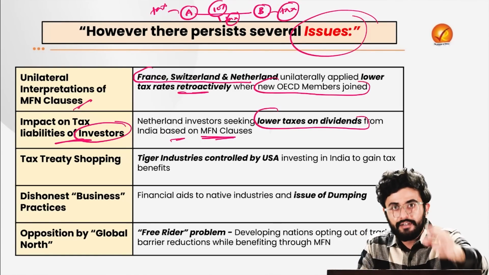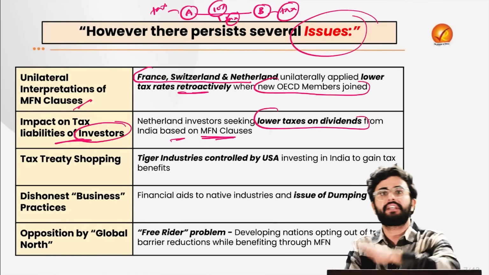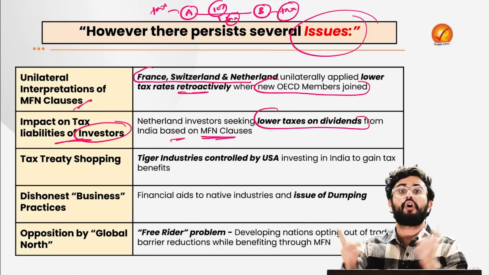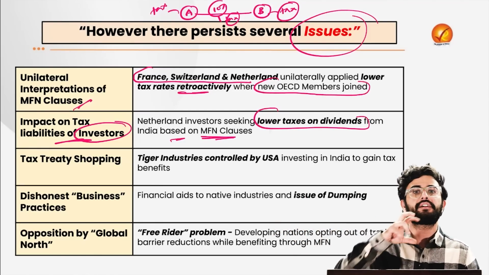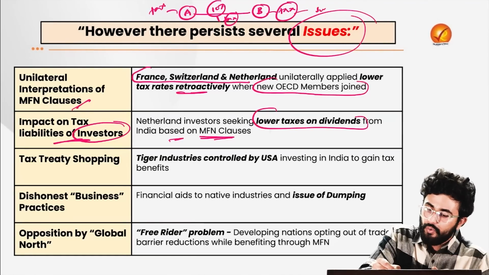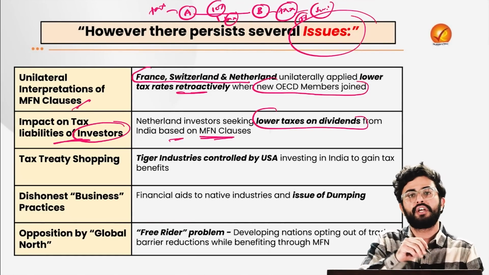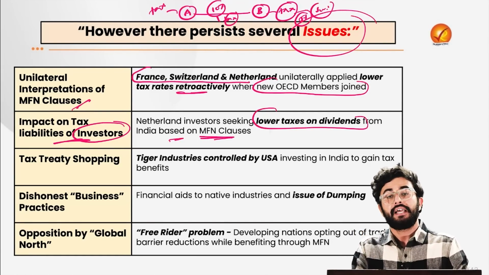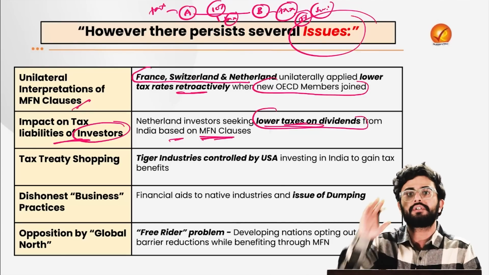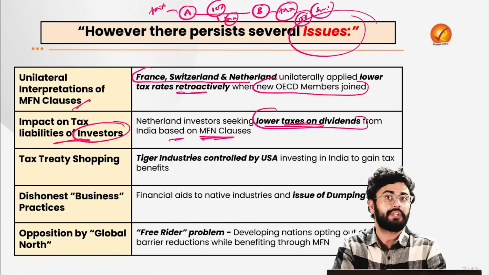But the Netherlands person who was investing in our country is saying that the same tax rate is not uniformly applicable to residents of other countries. For example, let's say there is another person from Switzerland and you are charging only 5% from him. So why am I paying 10%? Thus, under the MFN clause, they were actually asking to lower the taxes on dividends. We'll see what happened to that.